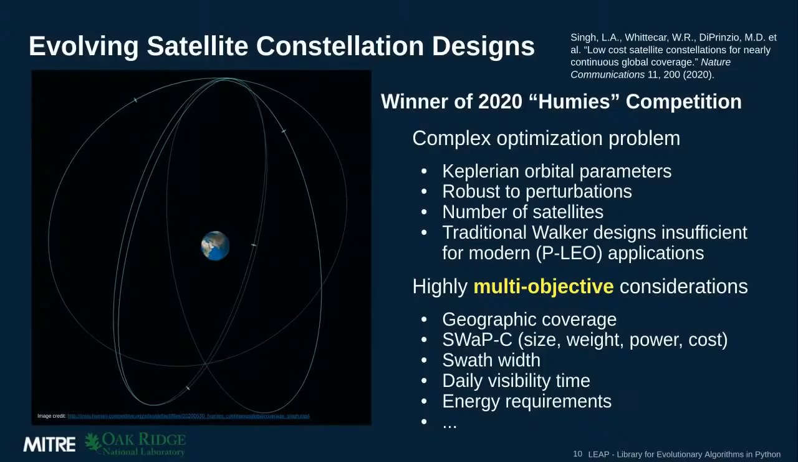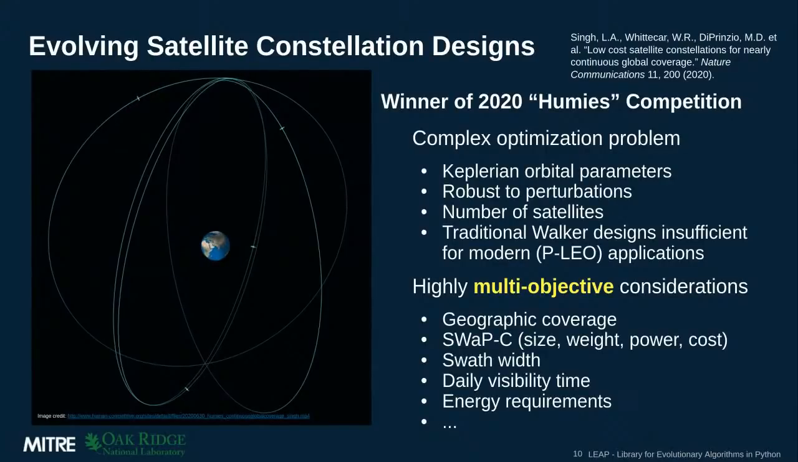But also there's combinatoric issues here of how many satellites do we need to perform a particular mission? How do we organize their orbits so that they can collaborate together to solve a task? And then another complexity that arises here is constellation design problems are typically highly multi-objective.